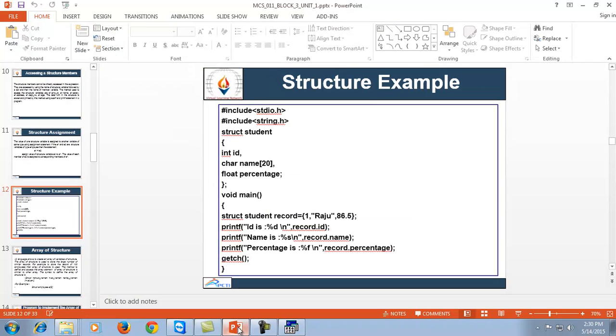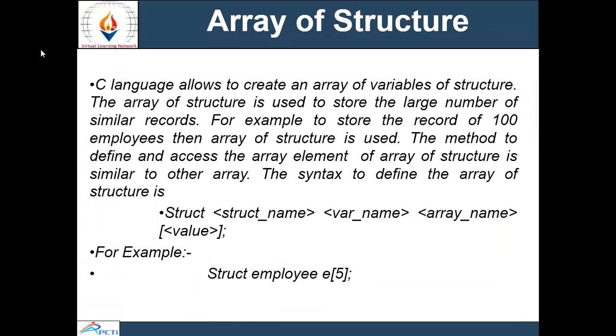Now we move to the next. Next is array of structure. C language allows us to create an array of variables of structure. Array of structure is used to store a large number of similar records. For example, in the previous example, we learned how we can store a single person's entry of different types. For a single person, I entered his ID, his salary, his name.